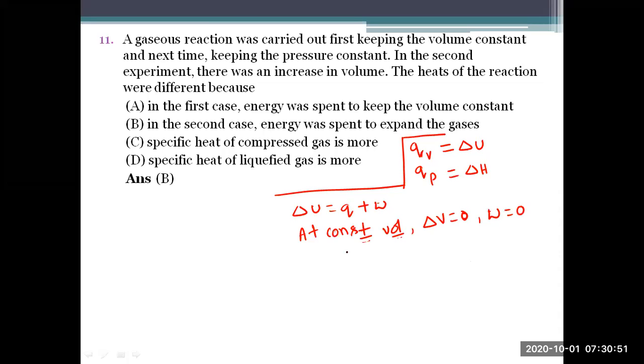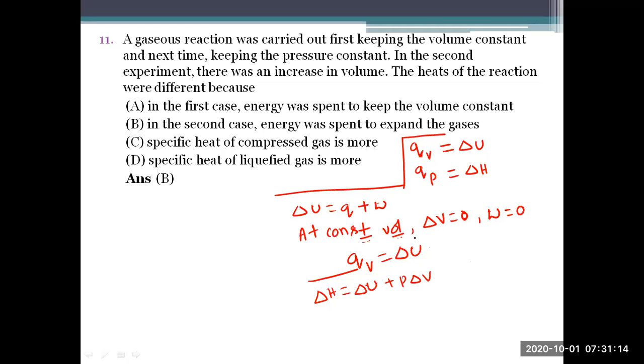Therefore, during the constant volume, isochoric process, the heat change Q at constant volume becomes equal to delta U. That's all. Is it okay? Now, similarly, we have delta H equal to delta U plus P delta V.